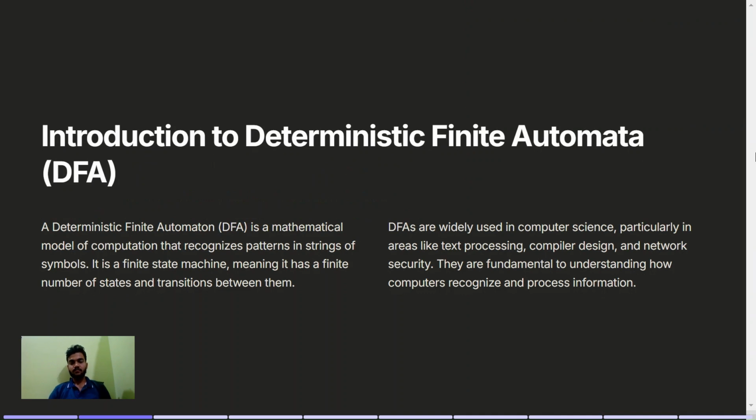Introduction to Deterministic Finite Automata. A deterministic finite automaton is a mathematical model of computation that recognizes patterns in strings of symbols. It is a finite state machine, meaning it has a finite number of states and transitions between them. DFAs are widely used in computer science, particularly in areas like text processing, compiler design, and network security. They are fundamental to understanding how computers recognize and process information.